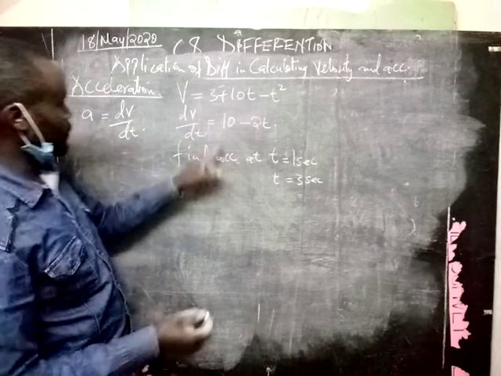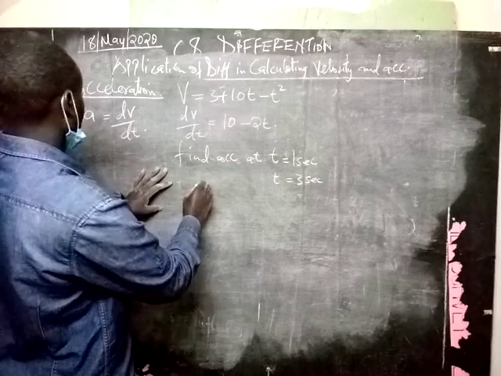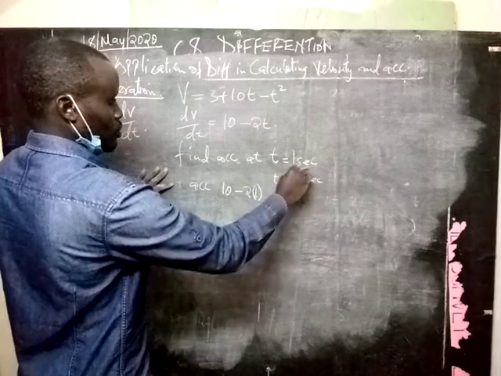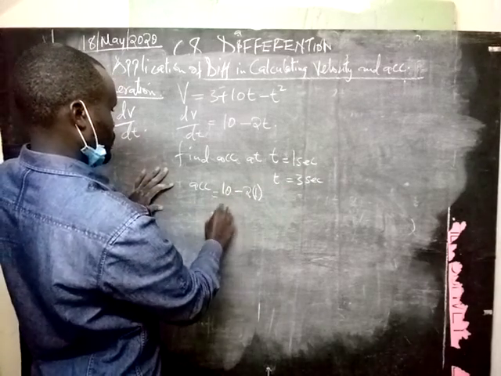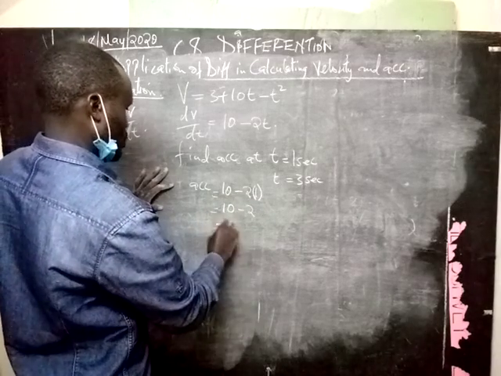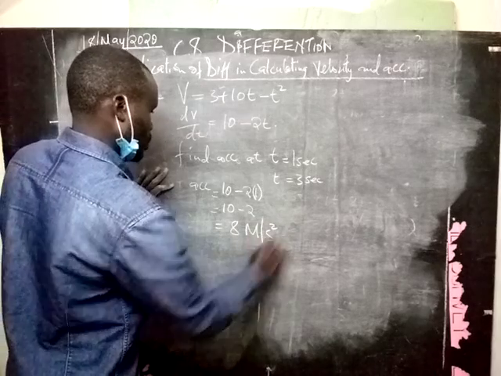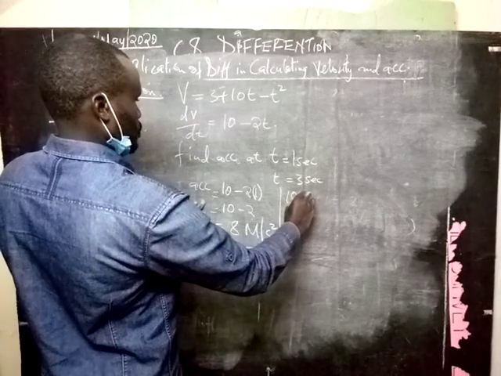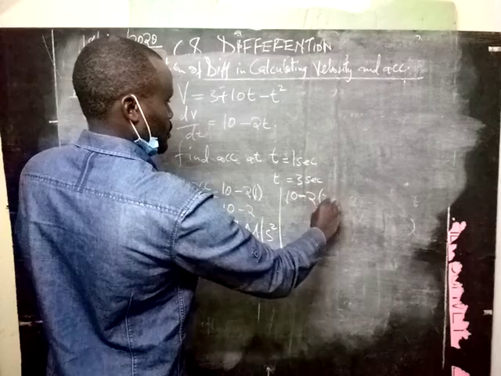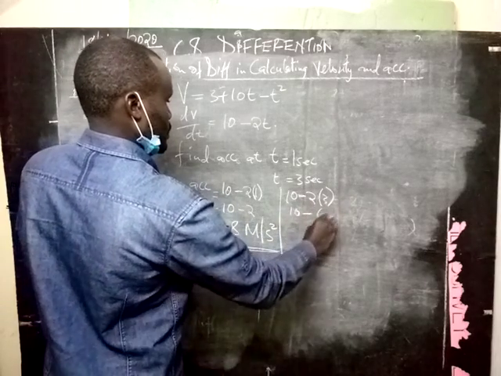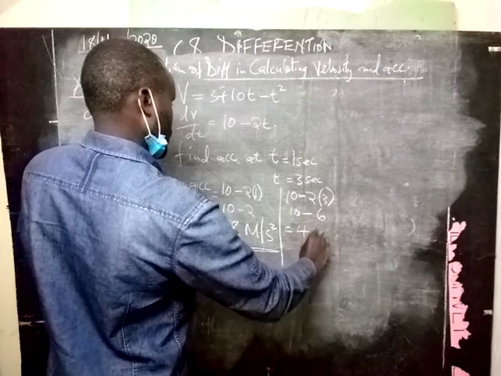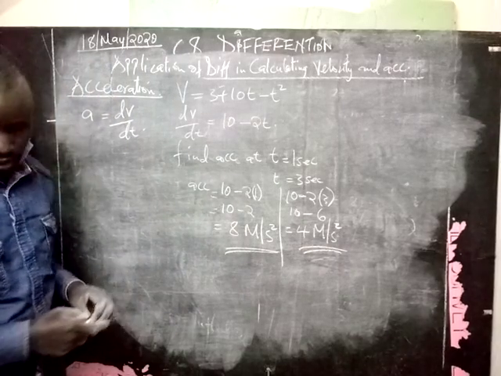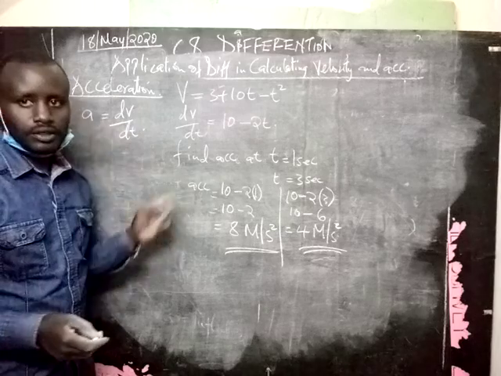So to find acceleration, we replace t with 1, so we have 10 minus 2 equals 8 meters per second squared, because it is acceleration. On the other side, we replace t with 3 to get 10 minus 6, which is 4 meters per second squared. That is how it should be. In finding acceleration, we differentiate velocity with respect to time.